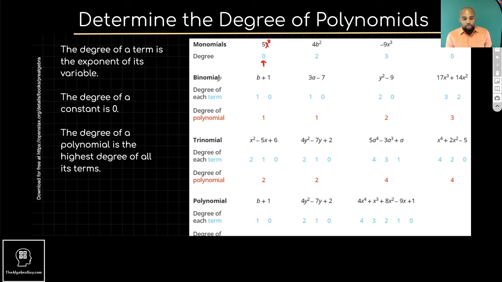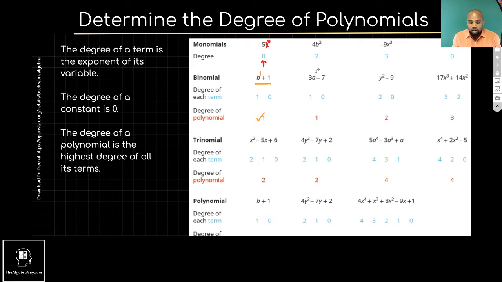What about binomials? So let's look at, let's do orange. So let's look at this binomial, b plus 1. What's the exponent that's greatest? Well, it'll be 1. Because on the b, there's assumed to be a 1. We don't write it. Just like we don't write the 1 in front of the b. We understand it's 1b. So the exponent tells us the greatest exponent between this b and this 1 is a 1. So we're going to say this is a polynomial of 1.